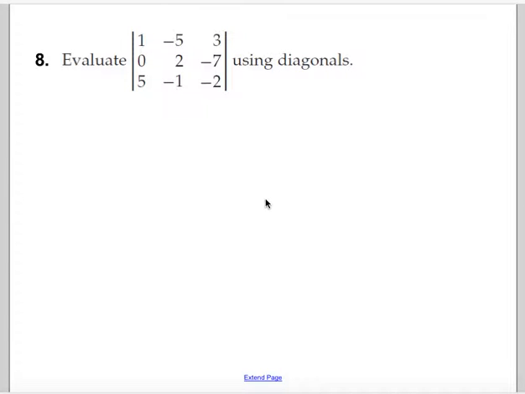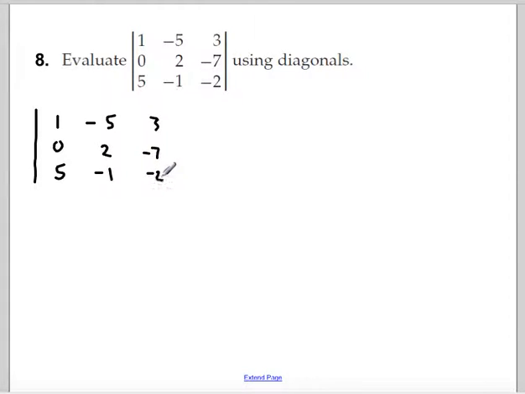Alright, so let's go ahead and use our diagonals to do this. So I'm going to rewrite this. 1, 0, 5, negative 5, 2, negative 1, 3, negative 7, negative 2. I'm going to copy the first column, trying to line them up as much as possible. It helps to keep things straight if you do.